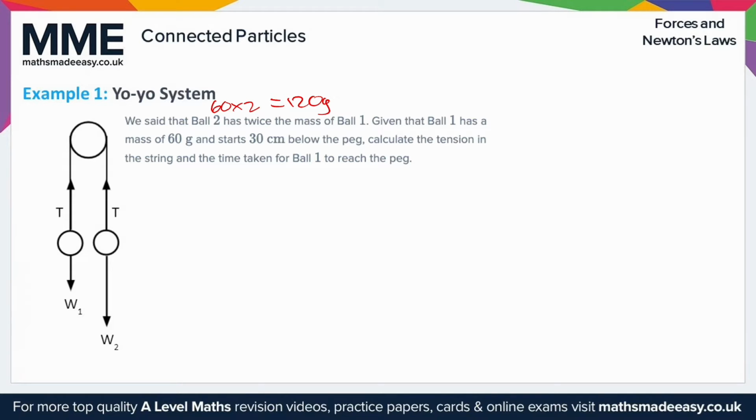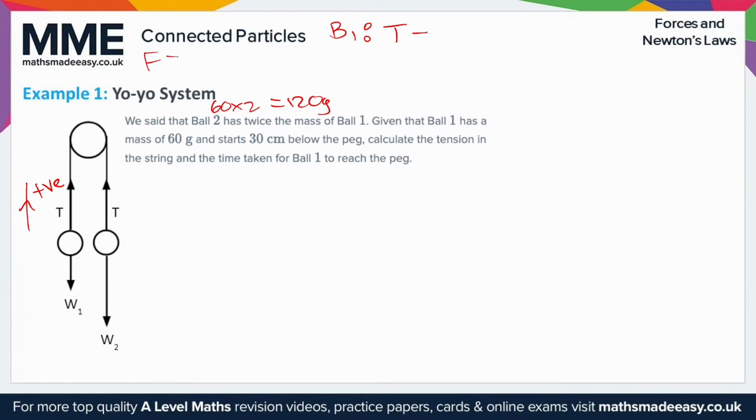Starting off, I'm going to model ball 1. We know that ball 1 is moving upwards, so I'm going to take upwards as positive. What forces do we have acting on it, just in the vertical direction? We have T, which is going straight up, so that's positive. And then we have its weight, which is going down, so we're going to take that away. How do we work out weight?